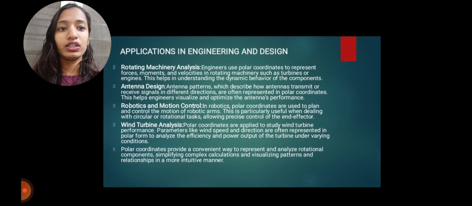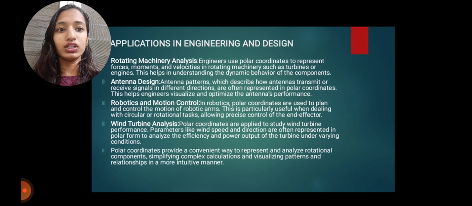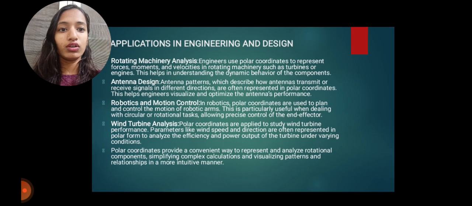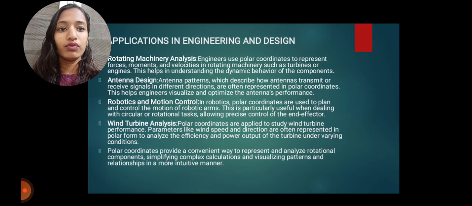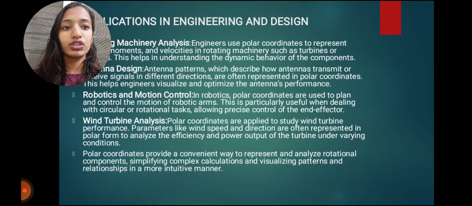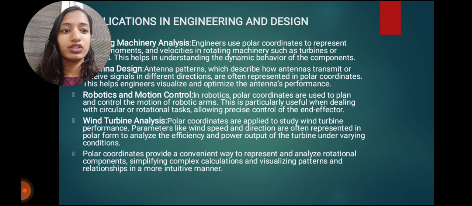Antenna design. Antenna patterns, which describe how antennas transmit or receive signals in different directions, are often represented in polar coordinates. This helps engineers visualize and optimize the antenna's performance. Robotics and motion control. In robotics, polar coordinates are used to plan and control the motion of robotic arms. This is particularly useful when dealing with circular or rotational tasks, allowing precise control of the end effector.